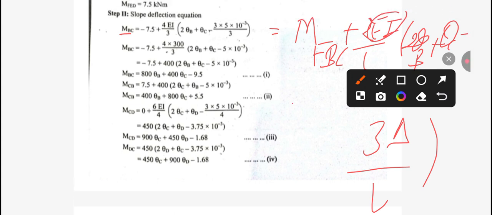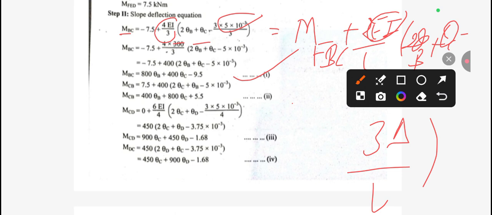So we need to take 2 into 2, which means 4 EI, plus 2 theta B plus 2 theta C minus 3 delta. The value of delta is 5 into 10 to the power minus 3, divided by 3. We get this as equation number 1.